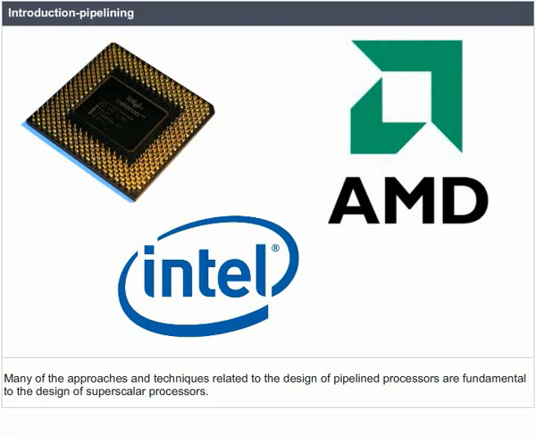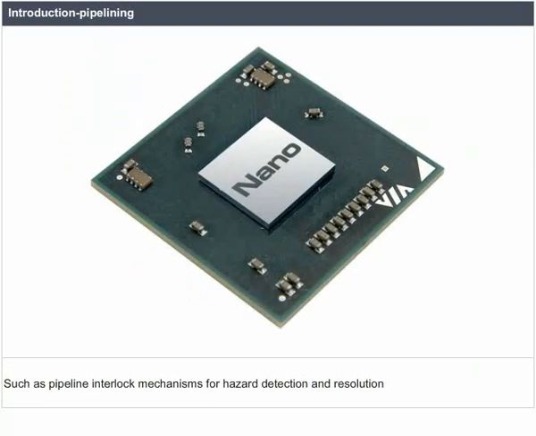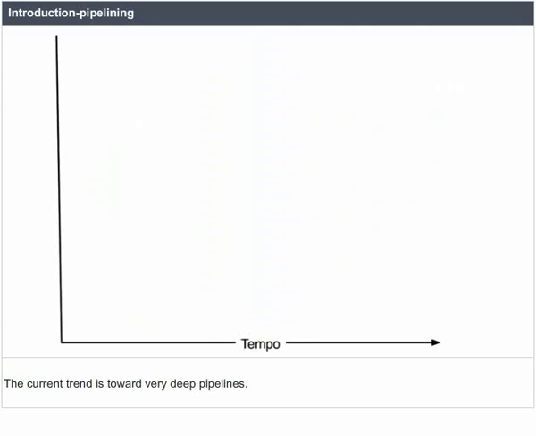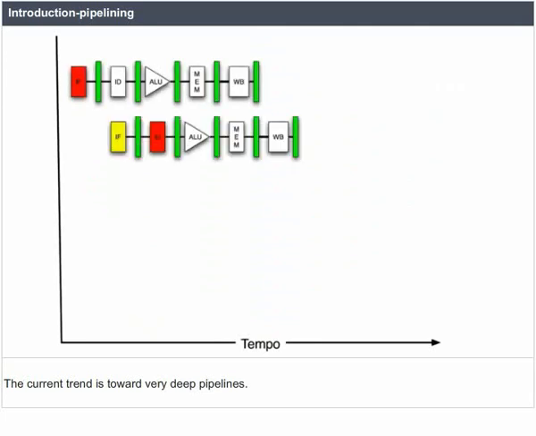Many of the approaches and techniques related to the design of pipeline processors are fundamental to the design of superscalar processors, such as pipeline interlock mechanisms for hazard detection and resolution. The current trend is toward very deep pipelines.